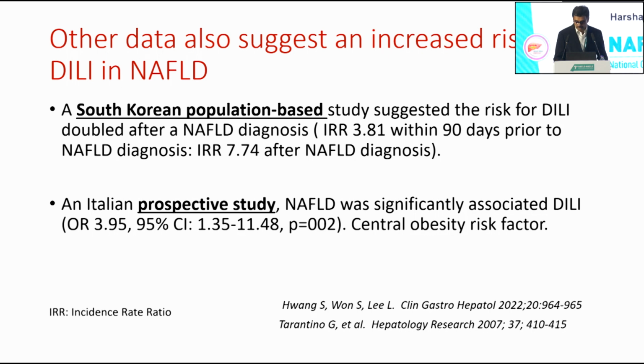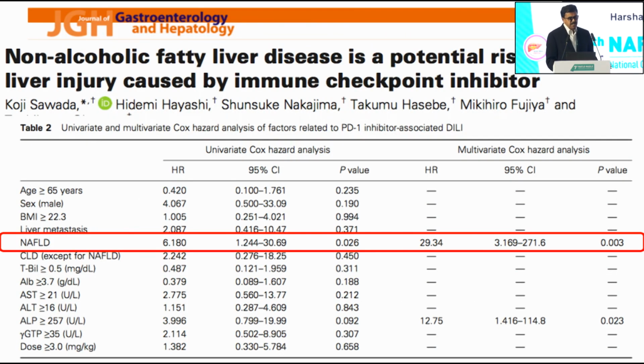It actually doubled. And there's a recent study of non-alcoholic fatty liver disease as a potential risk factor for immune checkpoint inhibitor toxicity. And you'll notice here, this is from Japan, 134 patients, and 8 of them went on to develop DILI. On a univariate analysis, the hazard ratio was 6, but on a multivariate analysis, it's 29.34.